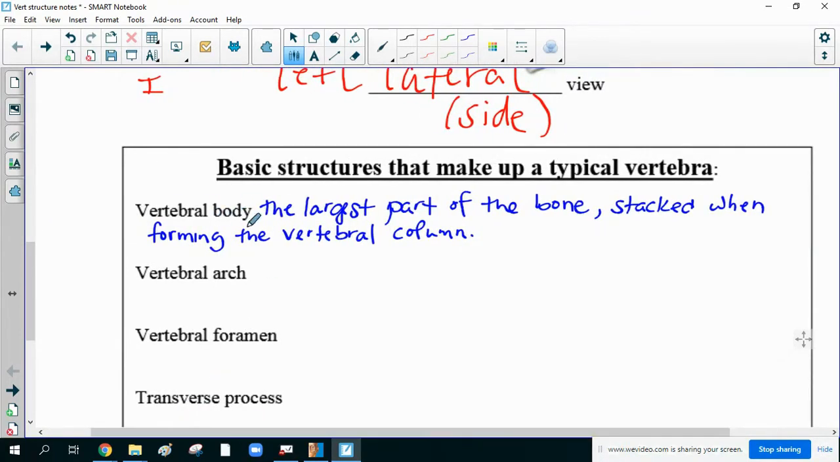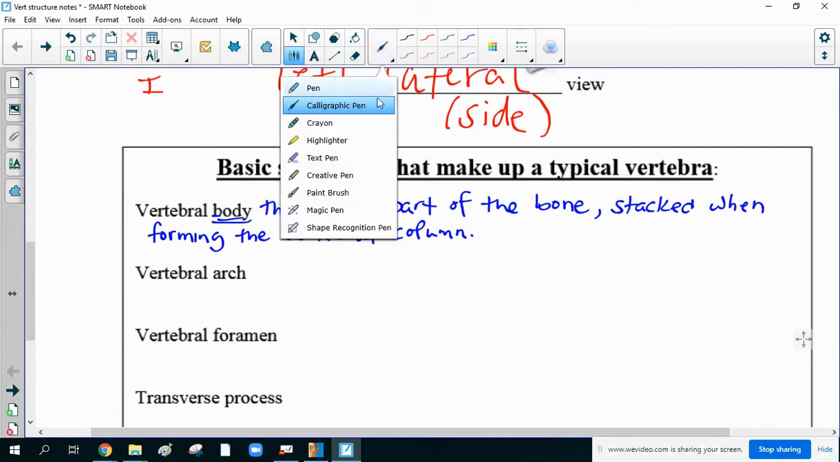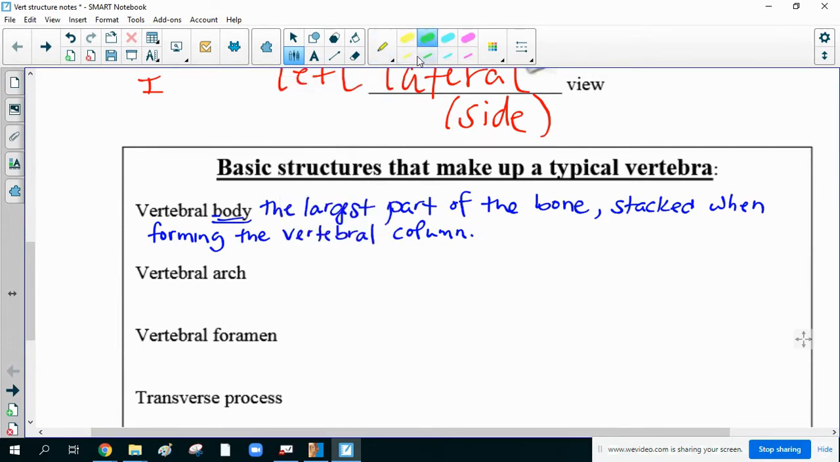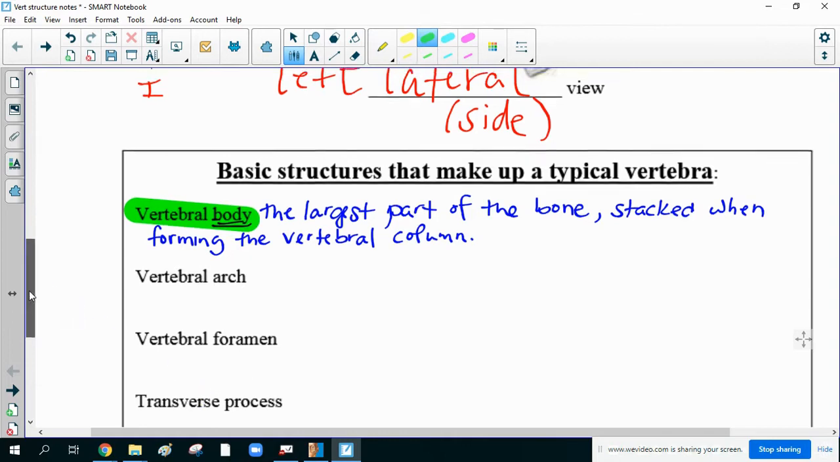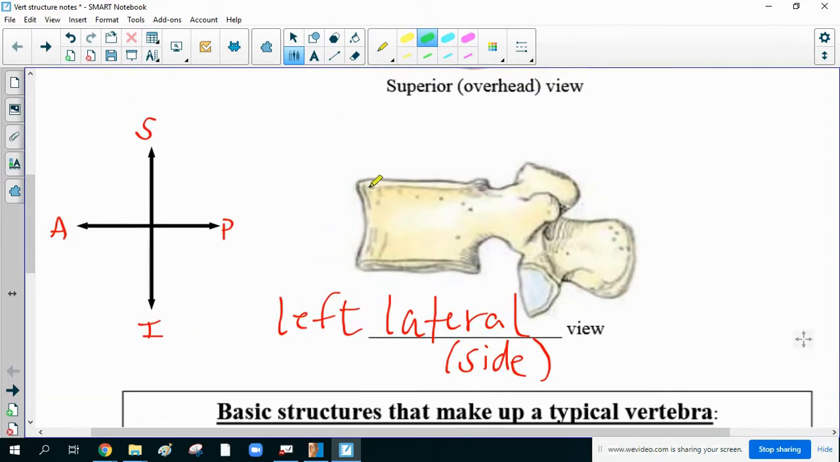And actually, we're going to see that word body used again and again on a lot of bones because the body is always the largest part of the bone. So grab any color, whatever color you decide. I'm going to use green for my vertebral body. And let's come up to here and color the vertebral body green.